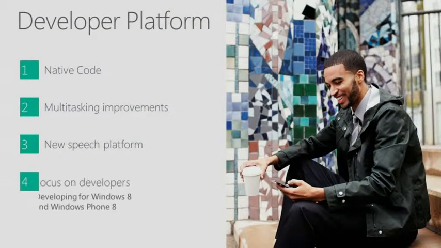Now I want to transition and give an early preview of our developer platform, just a few of the features, to give you a taste of what's coming. So first, I'll talk about native code in detail. Then I'll talk about some multitasking improvements. I'll introduce our new speech platform. And then I'll talk about how developers can target and build applications for Windows 8 and for Windows Phone 8.